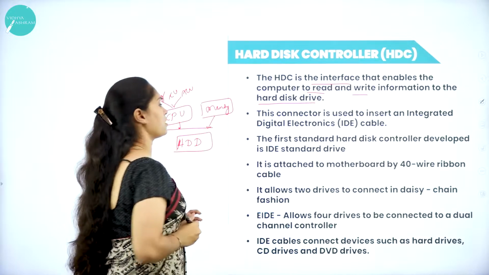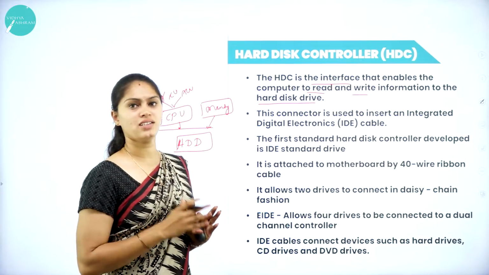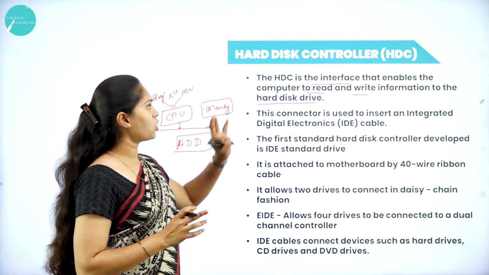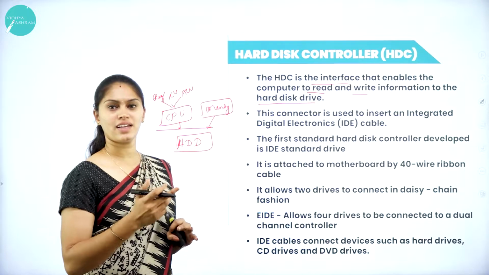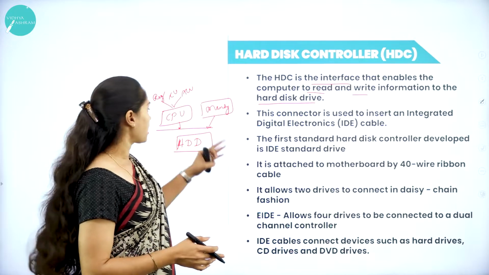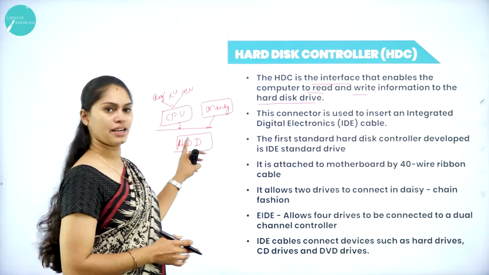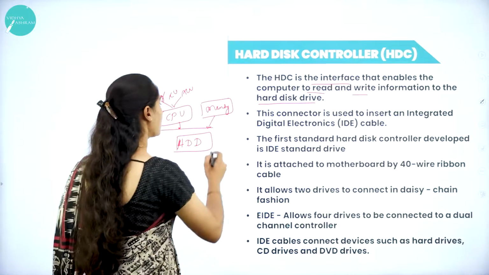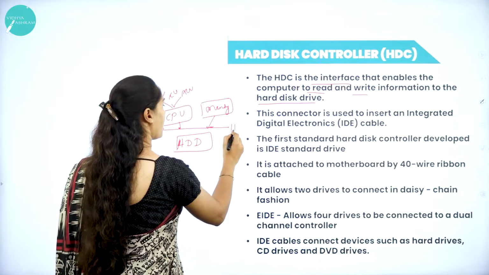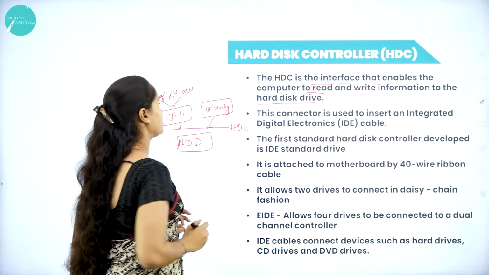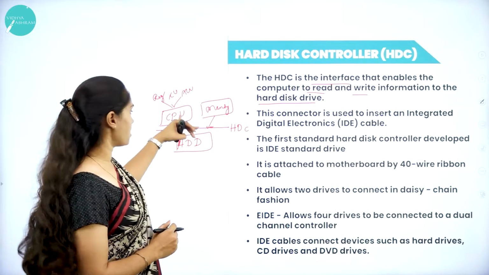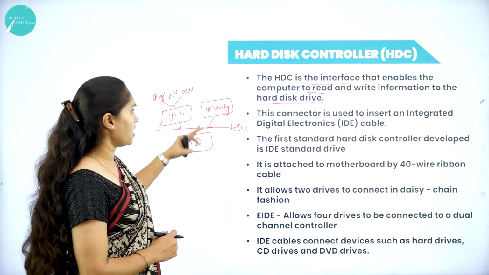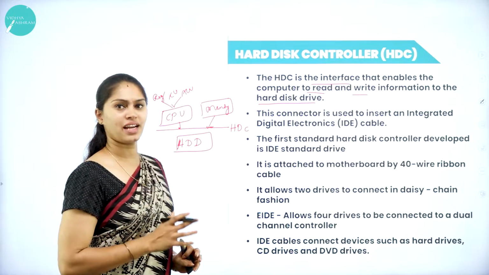So memory is nothing but what? It is used to store the data. So why do we require this hard disk controller? It will have control over the data transfer between the computer system and this hard disk device, or hard disk drive. So consider this as the hard disk controller. It acts as an interface that enables the computer, that is nothing but the CPU, to read and write. Then what do you mean by read and write?